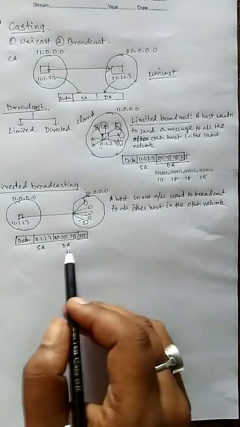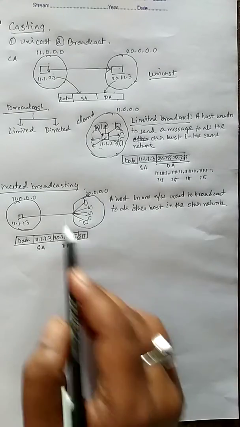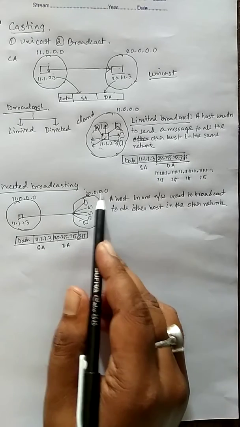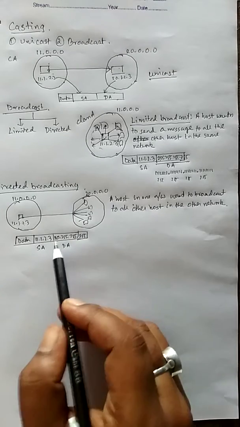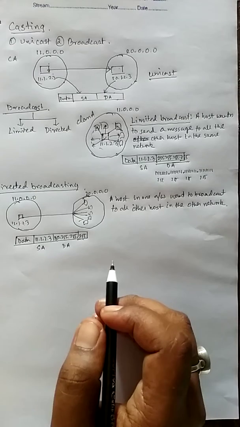And what will be the destination address in that case? Suppose 20.0.0.0 is the network ID of this particular network. So the network ID is 20.0.0.0, and the corresponding directed broadcast address will be 20.255.255.255.